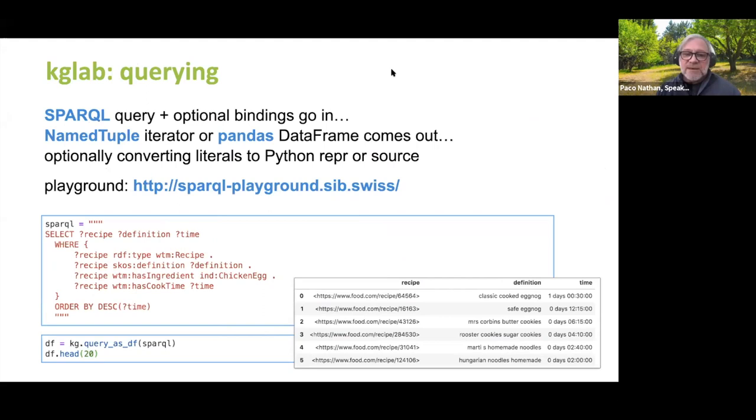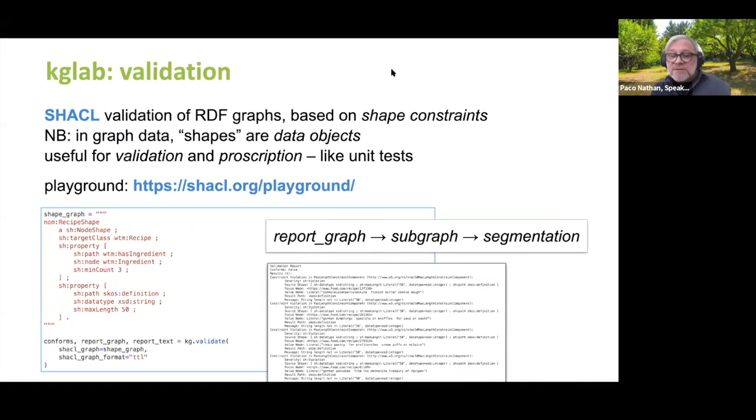And by the way, for each of these different areas of technology, I'm trying to link in playgrounds. In the graph space, we often have something called a playground where you can try out some queries or work with some data in a small constrained environment. There's also really great work in terms of validation and prescription. It's like building unit tests, but it's something more recent called SHACL that allows you to have shape constraints. This way you can apply tests to a graph.